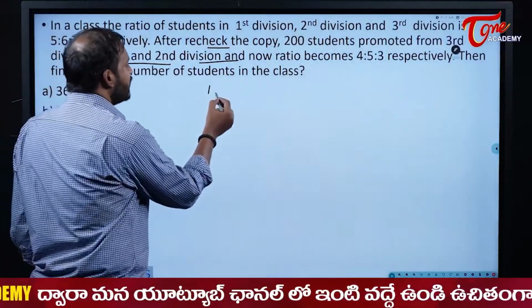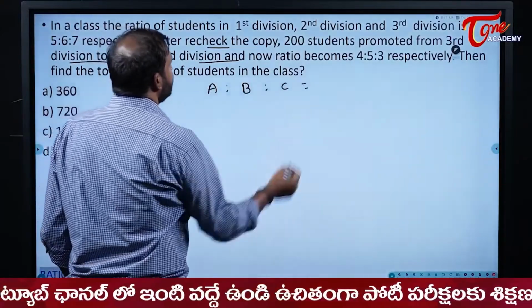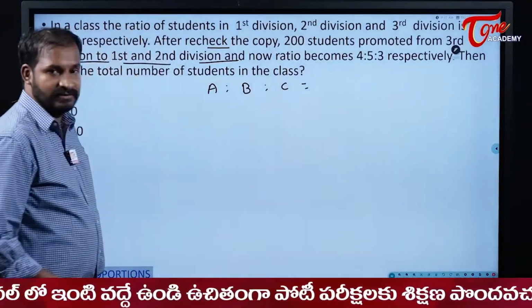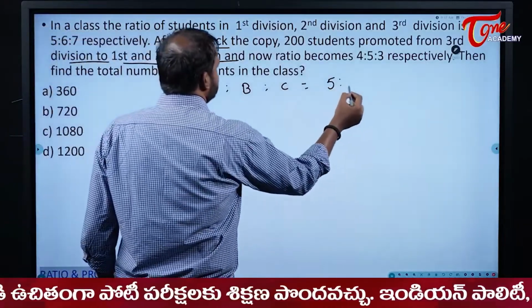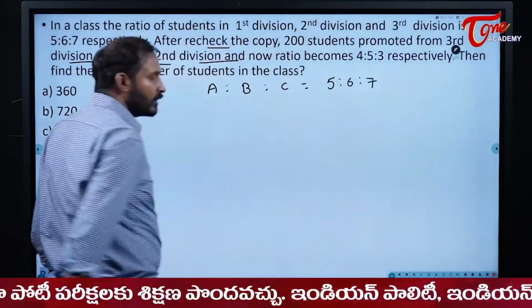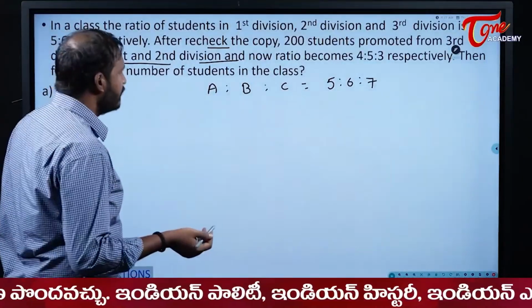Now, what is the actual initial ratio they have given us? A:B:C they have given are the first division, second division and third division. Here A, B, C means first, second and third. They have given us 5:6:7. Okay, good, super. But due to some corrections, 200 students from the third one.